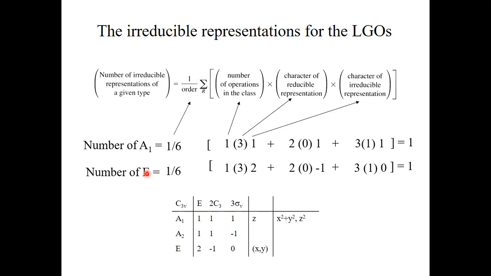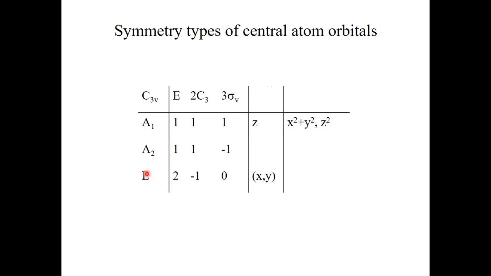Now we have determined the symmetry types of our ligand group orbitals. Next, we need to determine the symmetry type of the central atom orbitals. So first of all, we need to be clear what orbitals we want to consider. So these are the valence orbitals of the respective atom. So we have a nitrogen atom to consider here, and a nitrogen atom has the 2s and the 2p orbitals as the valence orbitals. So which symmetry types do they have?